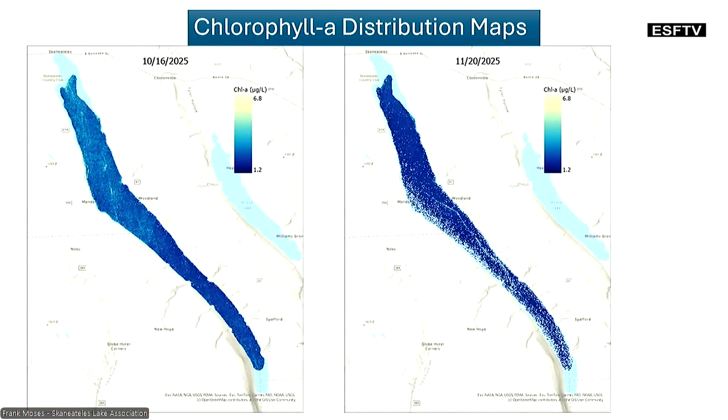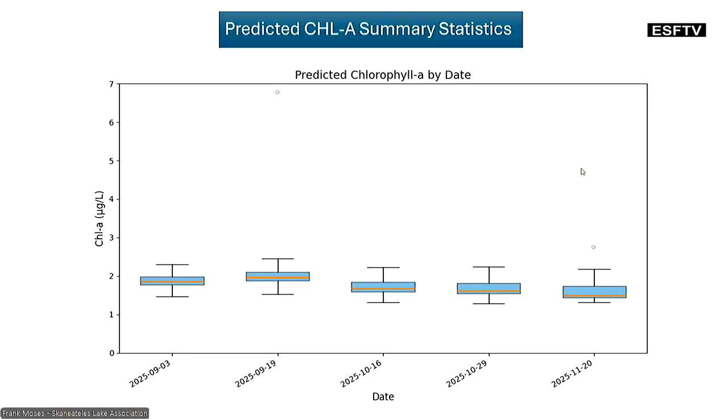This is another map for October and November. Also, we see pretty low turbidity, especially in November. It's very, very low turbidity or chlorophyll A. Similar trends. You can see that the average of chlorophyll A remains below 2 micrograms per liter, and this is even way less than in September. It was the maximum on September 19th, actually.